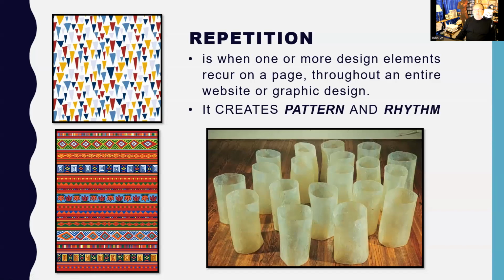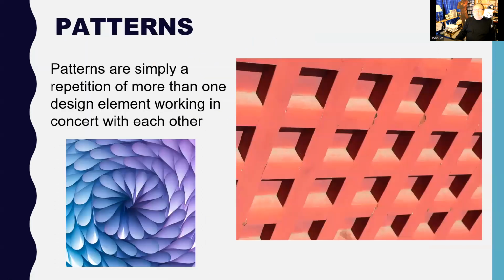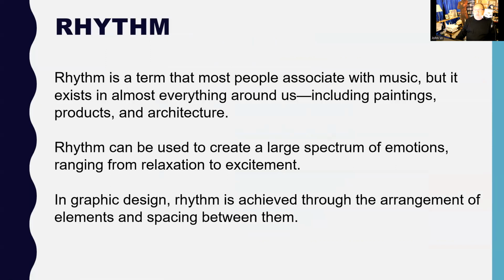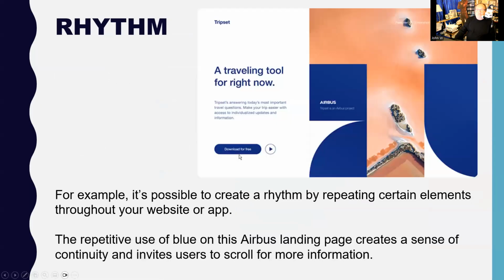Here are some examples of repetition, pattern, and rhythm. Patterns are a form of repetition. Rhythm, you need repetition to have rhythm. Now, if I clap just once, there's no repetition there. A little bit of rhythm, maybe. For example, it's possible to create a rhythm by repeating certain elements throughout your design.